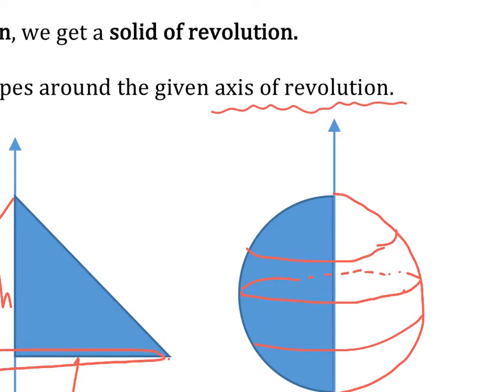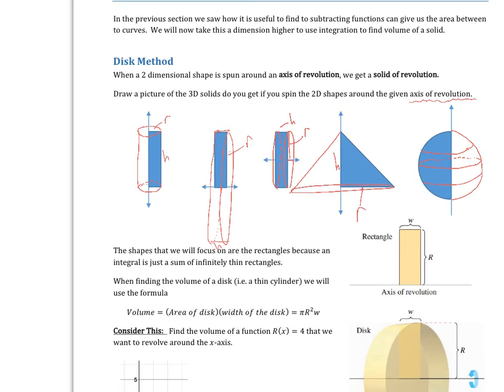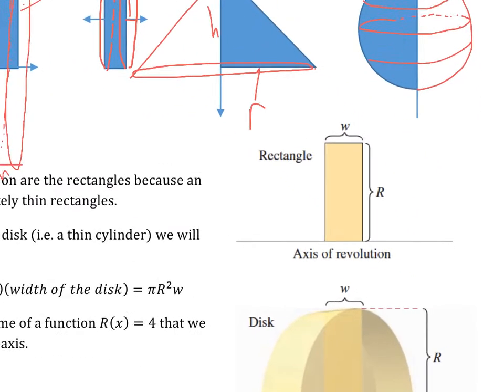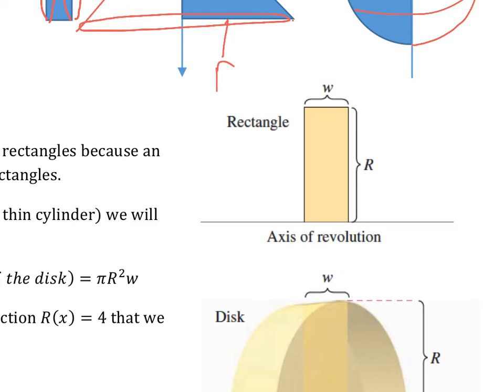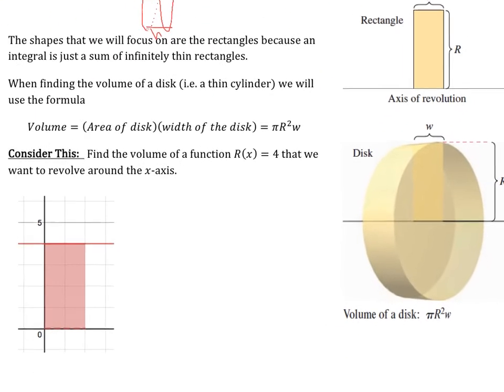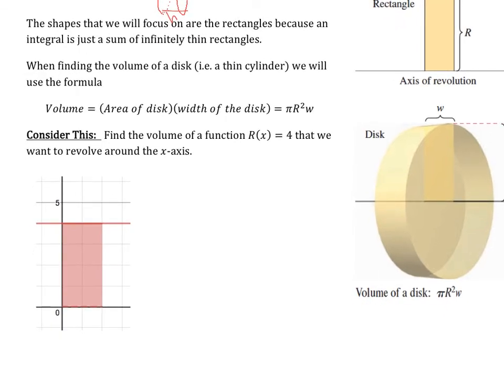Okay? Great. Now, so the shapes we're going to focus on are rectangles, because we're going to break things into rectangles. Remember when we were finding integrals? An integral is the area under a curve, and we break things into rectangles. Well, now we're going to break things into rectangles, and we're going to revolve them, all right? So every rectangle has a width and a radius here. This is going to be a radius because when we spin this around, we're going to get this disc, okay?